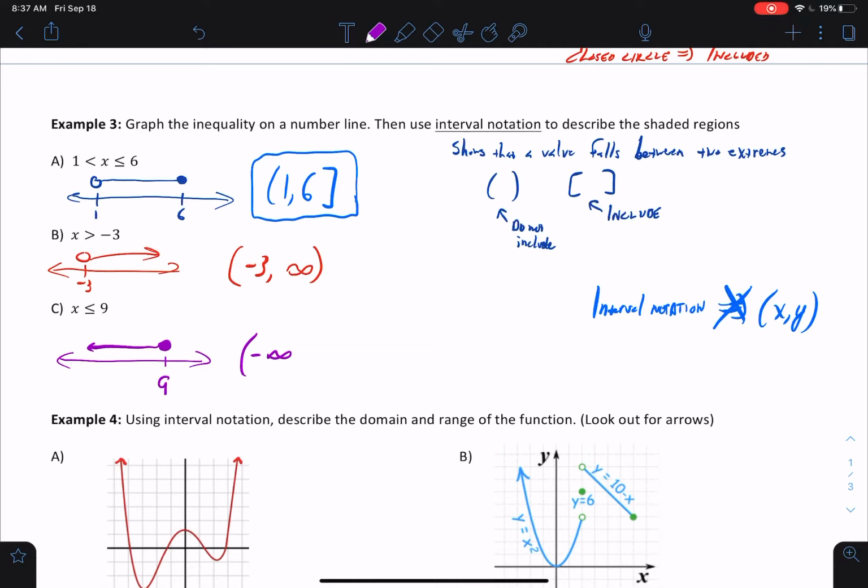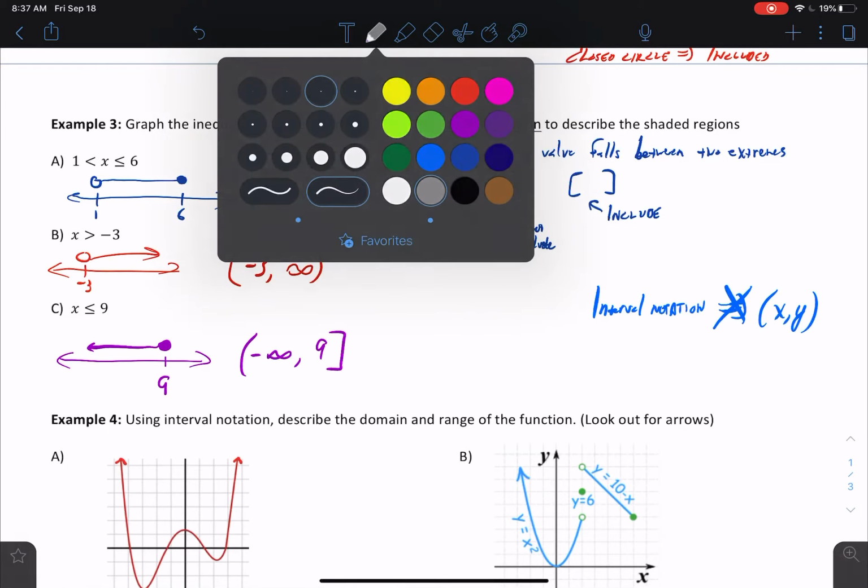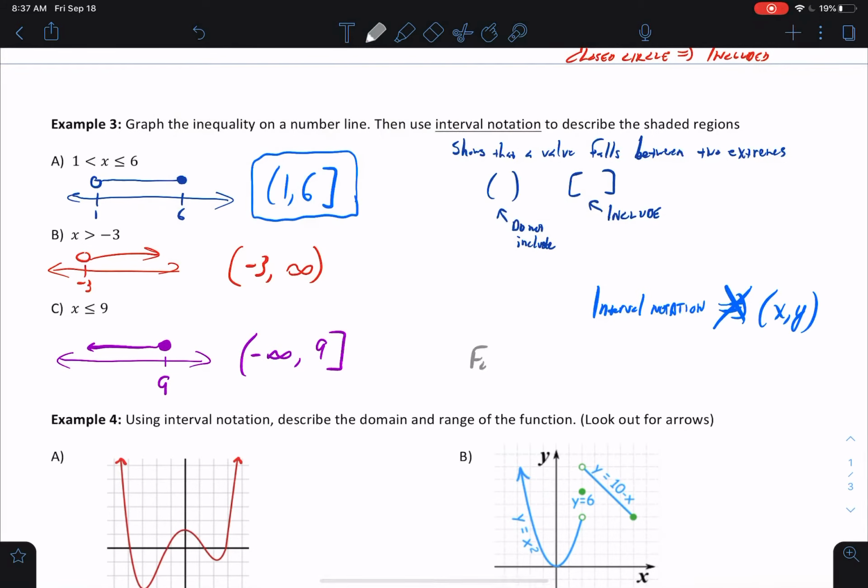So negative infinity, and I do not include it, so it's a parenthesis, because it's more of a concept than an actual number. And then my high end is 9, and I do include it, so it's a bracket. So in interval notation, for infinity or negative infinity, only use parentheses. No brackets when you're dealing with infinity.